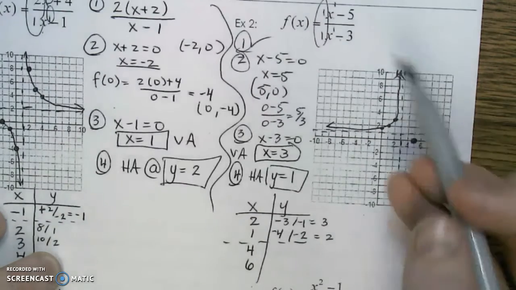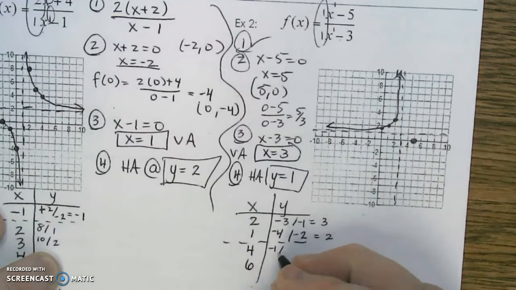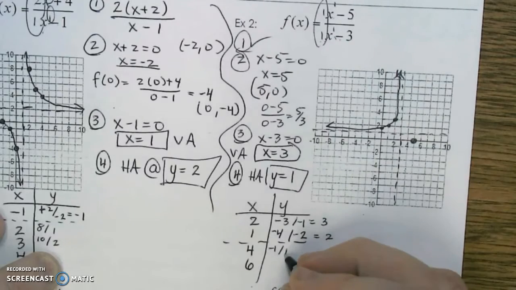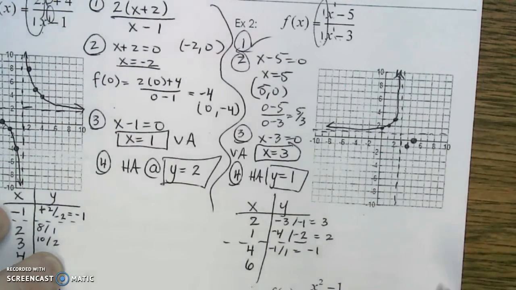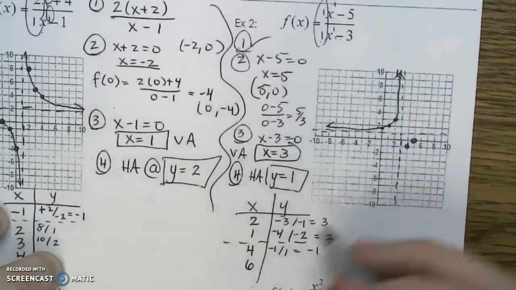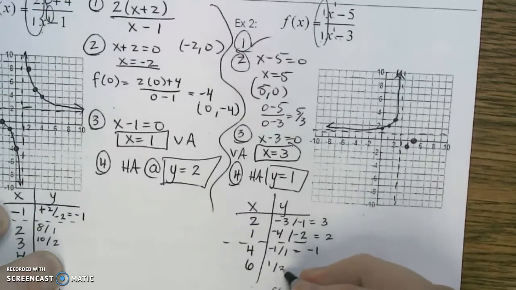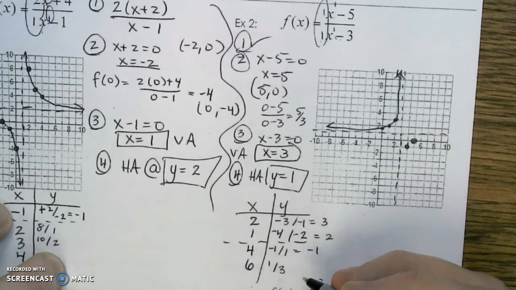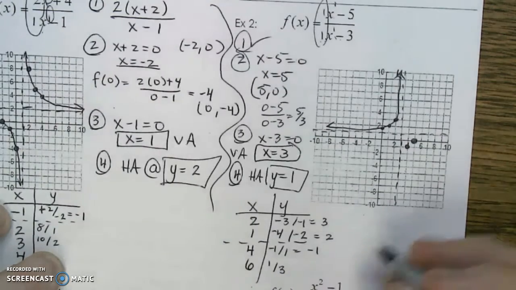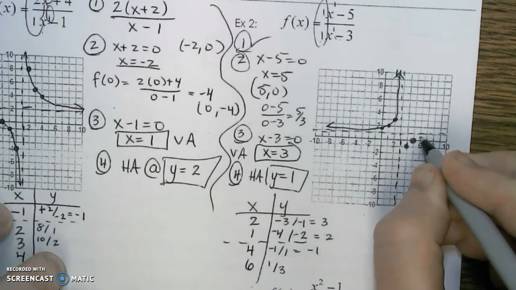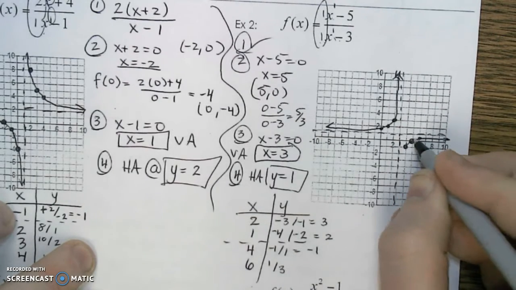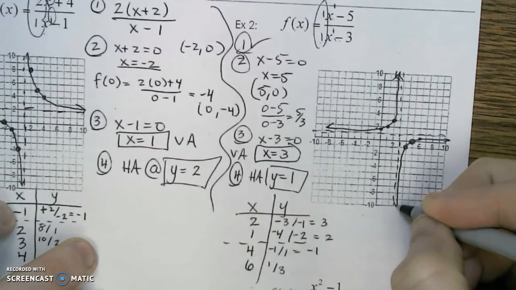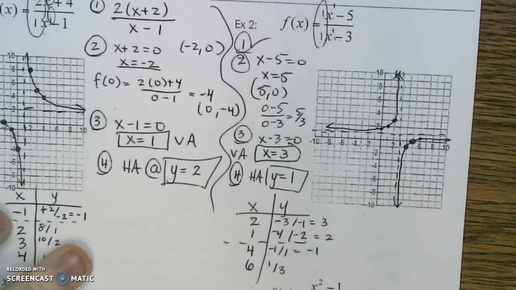Then I'm going to plug in 4. 4 minus 5 is negative 1. And 4 minus 3 is 1. So we're getting negative 1. So 4 is at negative 1. If I plug in 6, I have 6 minus 5 is 1. 6 minus 3 is 3. So we're getting 1/3 for that. So we just go up a little bit. And so here we are curving towards the asymptotes as well. And that's what your rational function looks like for example 2.